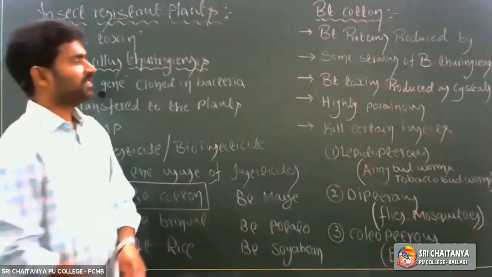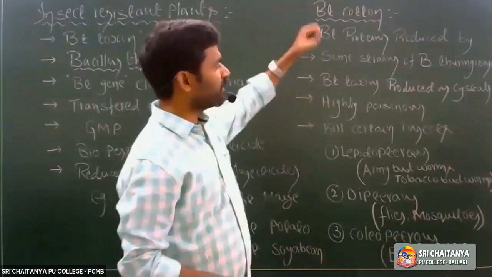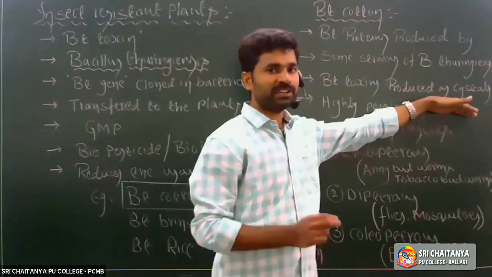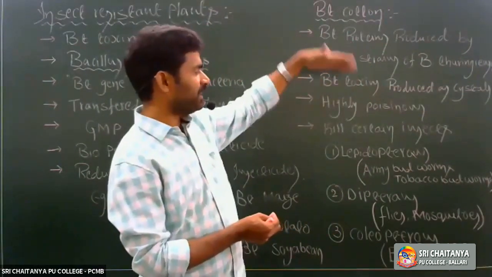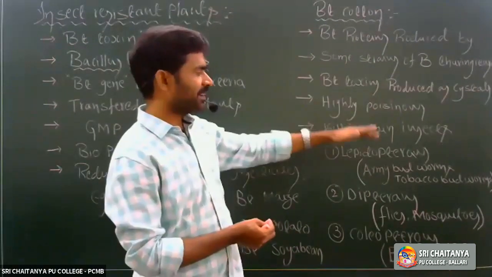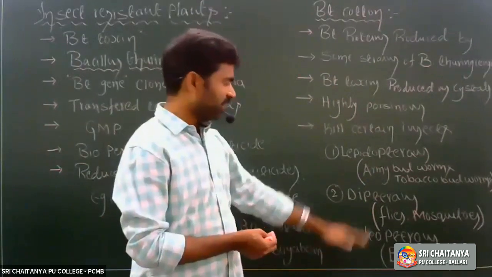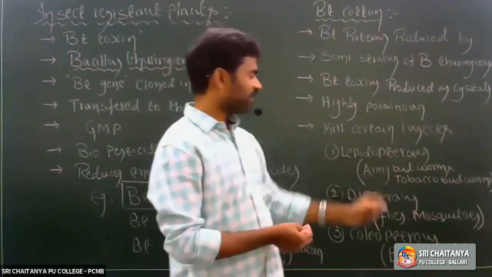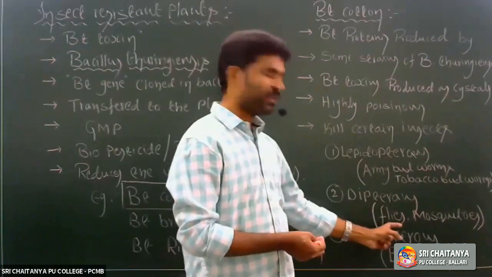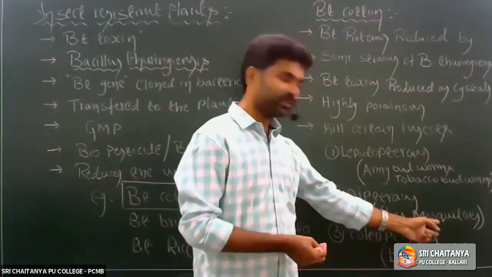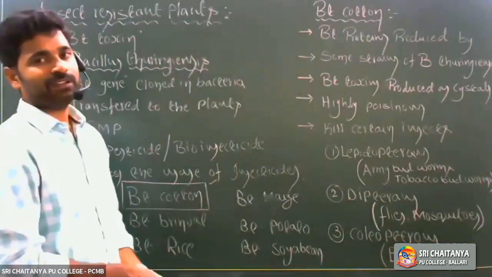It means that poison, Bt toxin or Bt poison, is produced in the form of crystals at a particular phase of the bacteria. So those protein crystals or Bt toxins kill certain insects. They are lepidopterans, coleopterans, dipterans. Lepidopterans are army budworms, tobacco budworms. Dipterans are flies and mosquitoes. Then coleopterans are beetles, right?